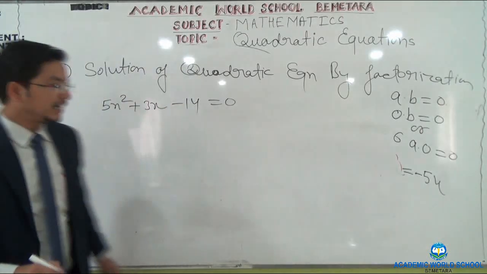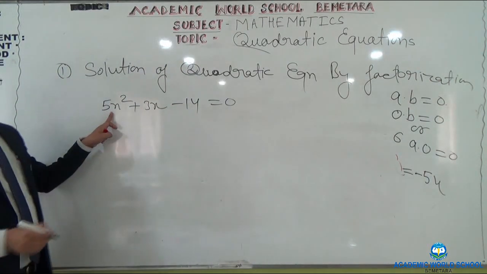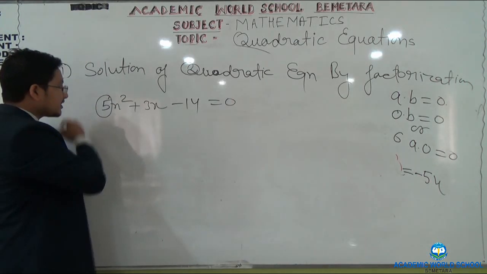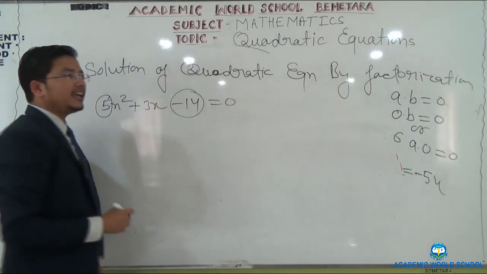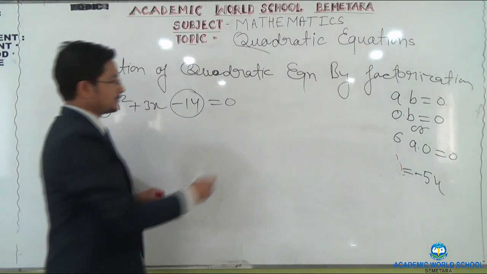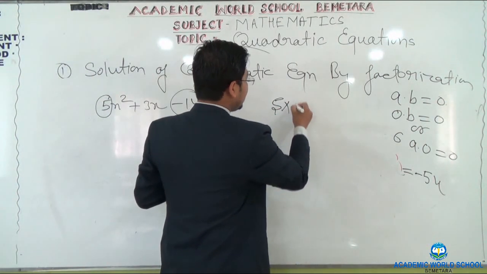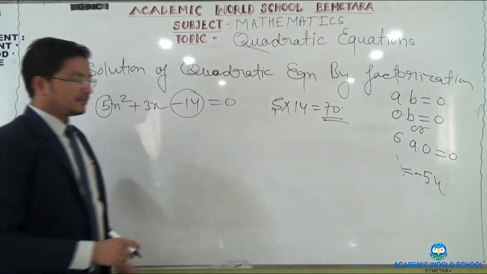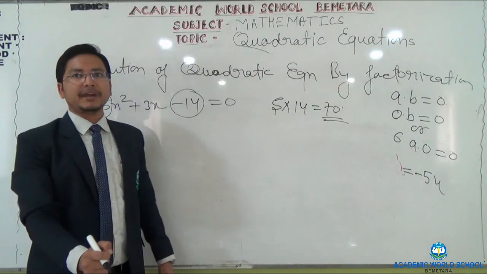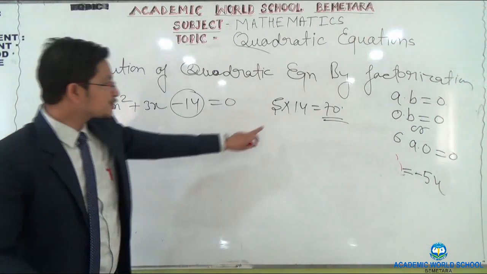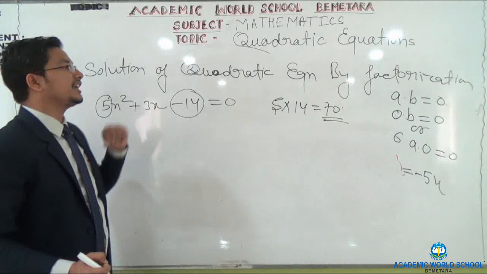Okay. So now, as I have told you, we have to multiply this first term and this last term, a into c. This is a and this is c. So 5 into 14, that is 70. And we need factors of 70 in such a way that they give 3x.